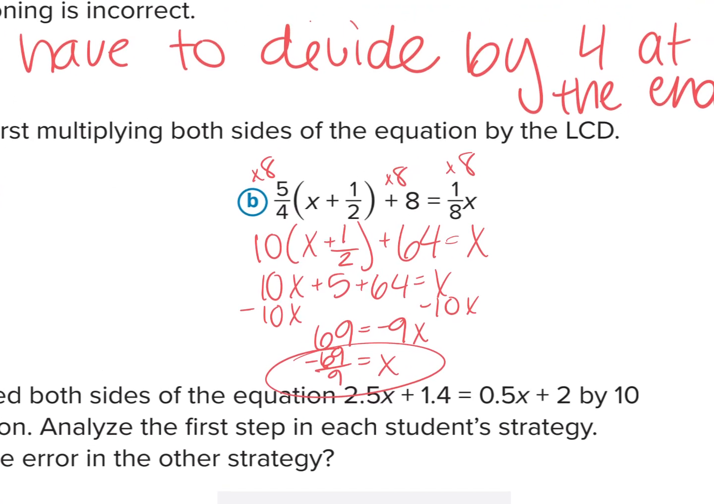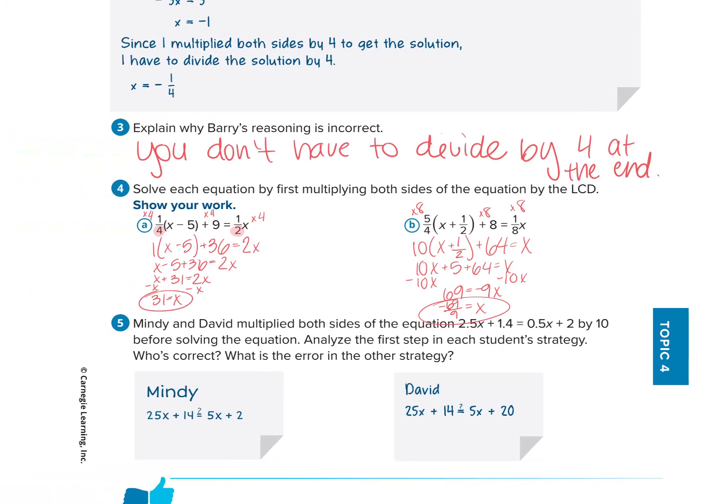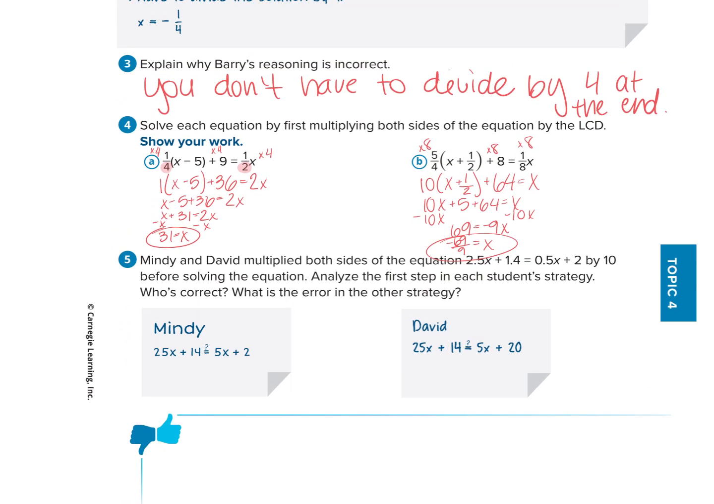All right, I used that LCD of 8 to multiply every term. You can see here what I got whenever I multiplied that out. And then I solved it all the way down, and I got negative 69 over 9. Once again, this is just a strategy. You do not have to use this if it does not make sense. But if this is something that helps you solve, you may feel free to do it.